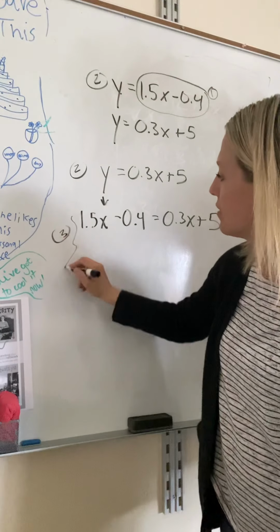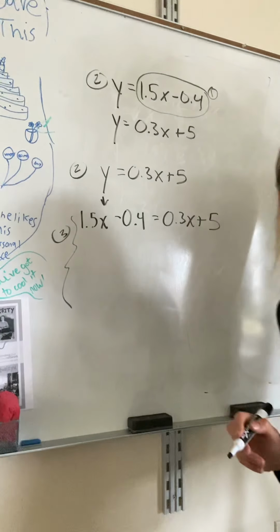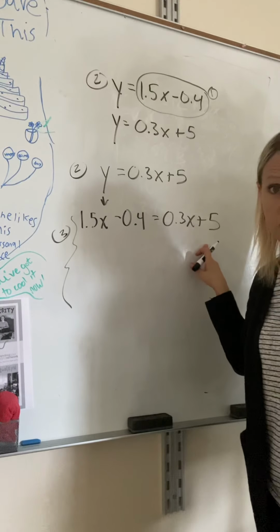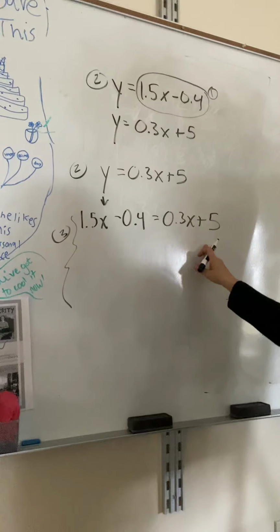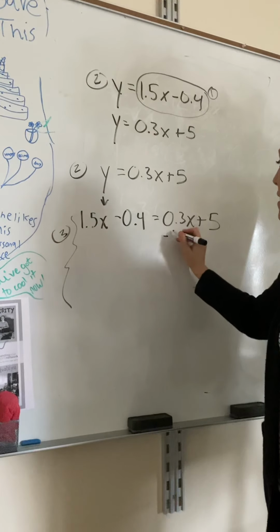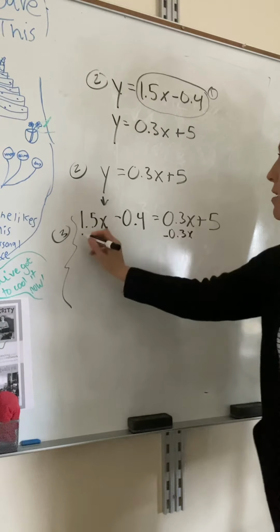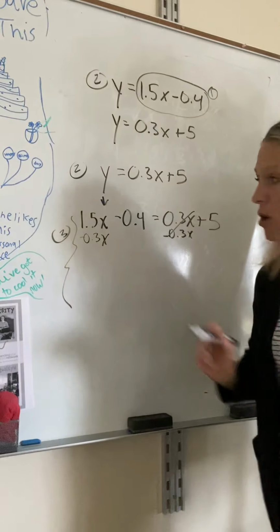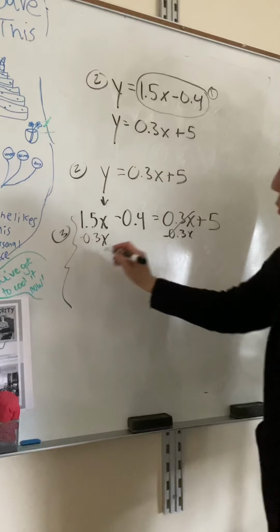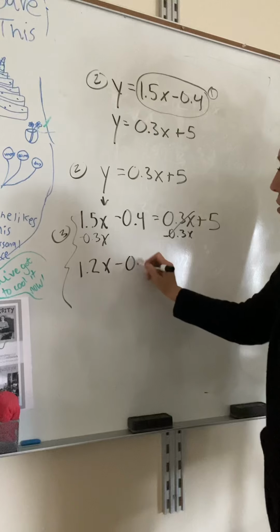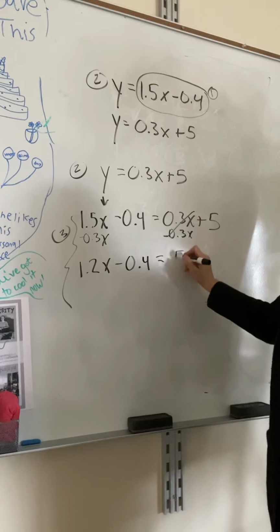So step 3, solving takes a little bit of work, a couple steps in and of itself, right? So we have an equation with variables on both sides. Both sides are simplified, so let's move our variable terms. I am going to subtract 0.3x. I'm going to put it underneath this term because they are like terms. This adds up to 0. This does not. You are going to get 1.2x when you do 1.5 minus 0.3. So check that. Minus 0.4 equals 5.